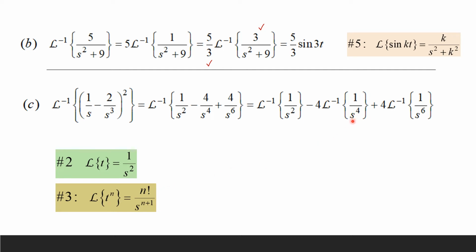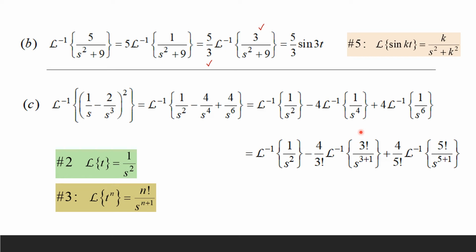Now, the denominator for this part is s to the power of 4, meaning s to the power of 3 plus 1, so n is equal to 3. So by right, there must be a 3 factorial at the numerator, and unfortunately there is no 3 factorial at the numerator. Similarly, for this part here, s to the power of 6, meaning s to the power of 5 plus 1. So by right, 5 factorial must appear at the numerator. Unfortunately, there is no 5 factorial at the numerator. So we need to manipulate these two functions in order to be able to use formula number 3.